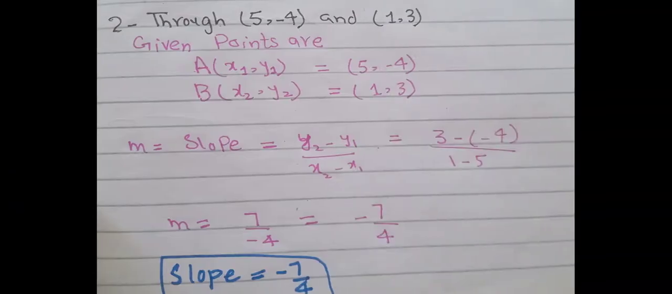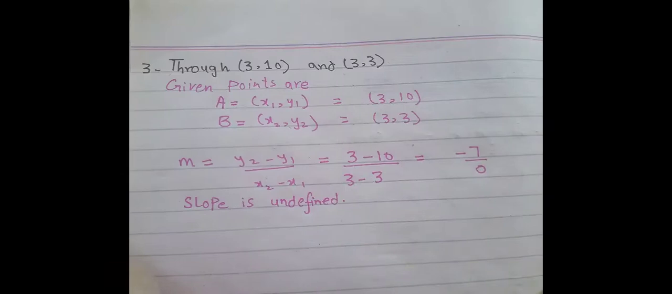And question number 2: there are two given points, A, x1 y1, which is equal to 5, -4, and B, x2 y2, which is equal to 1, 3. We simply put the formula of slope here, y2 minus y1 over x2 minus x1, and we find the value of slope. We find the slope the same as in the previous question: we first identify y2, y1, x2, x1, put these in the formula, and we get the answer.